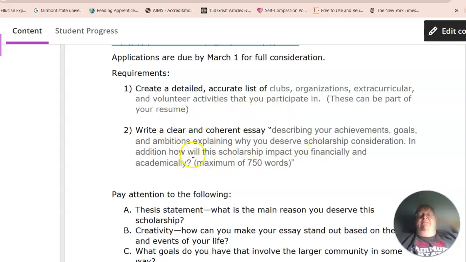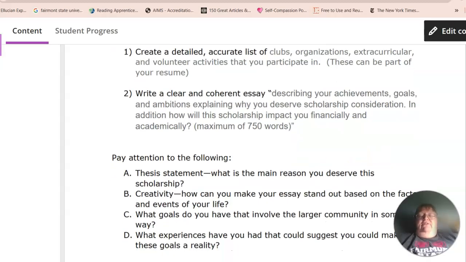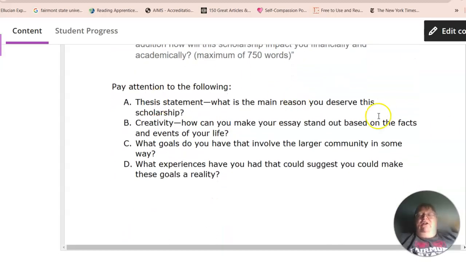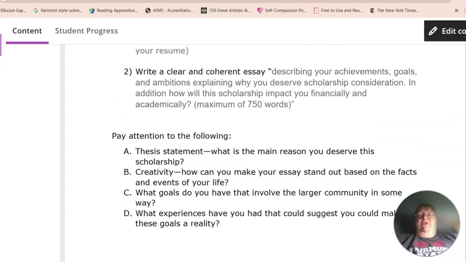And then the essay itself, and this is taken from the Fairmont State Scholarship application, describing an essay. You need to write an essay describing your achievements, goals, and ambitions, explaining why you deserve scholarship consideration. In addition, how will this scholarship impact you financially and academically? All right, so when I look at that prompt, these are the notes that I made. You need a thesis statement giving the main reason that you deserve the scholarship.